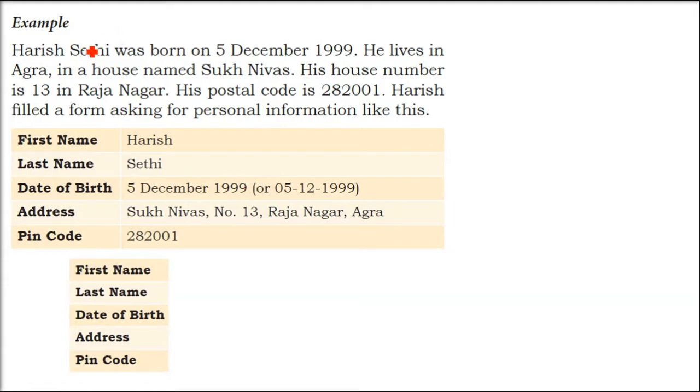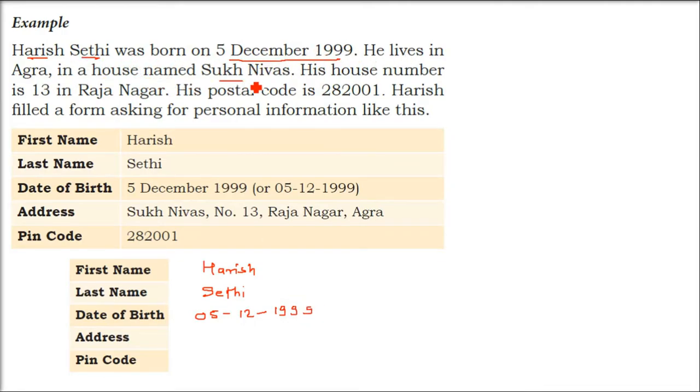We'll take an example. For example, Harish Sethi. The first name is Harish here. Was born on 5 December 1999. So Harish is the first name. Last name is Sethi here. So just write Sethi here. You can write the date like this, but if some date format is given, that is DDMMYYYY, so you can write it as 05/12/1999 because December corresponds to 12.